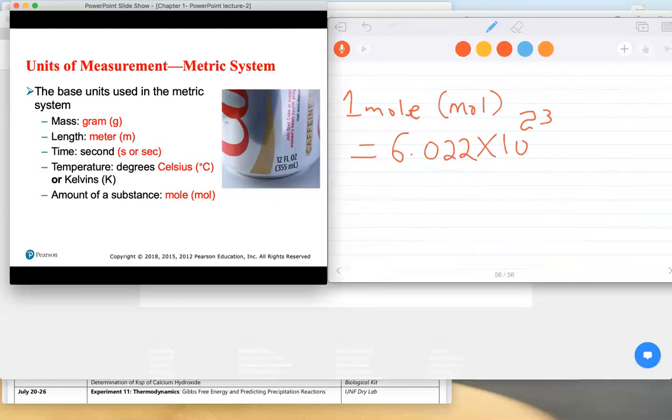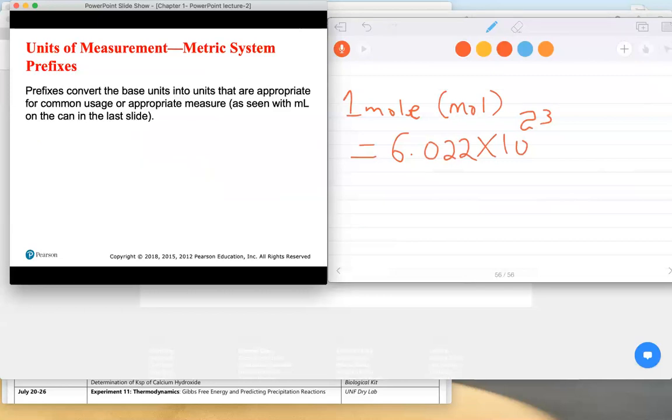So these are the base units. Why do we use the metric system in labs? Why is the metric system preferred over the English? It's because of what you see here, prefixes.